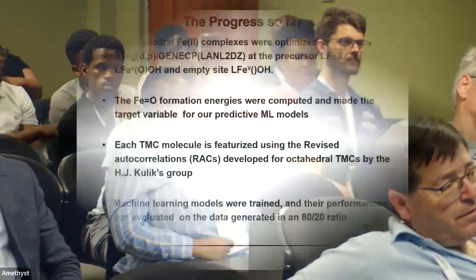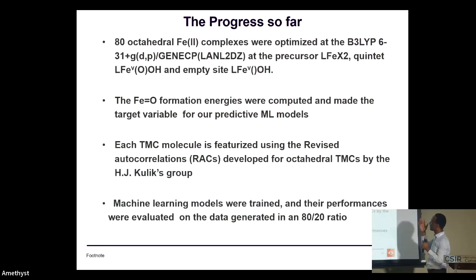Now, each of the transition metal molecules that we found was featurized using the revised autocorrelations, which gives us the information that we can feed into various machine learning models to see whether we can predict this energy and, of course, do other things. The machine learning models were trained and their performances evaluated on data split in an 80-20 ratio: 80% of the data was used for training, while 20% was used as the test set. Next slide.